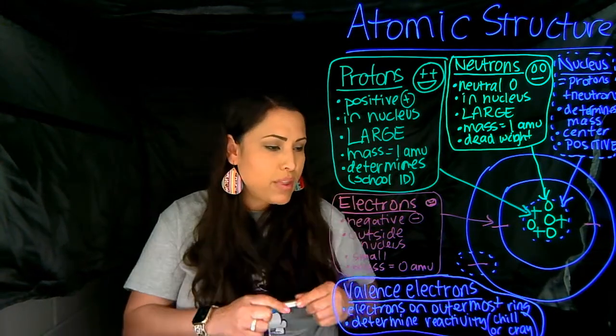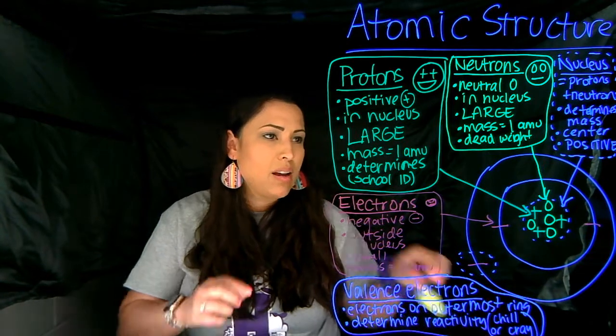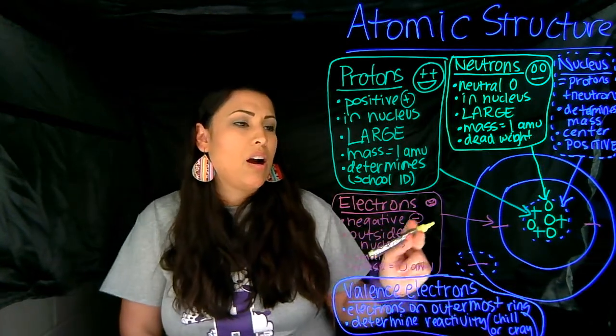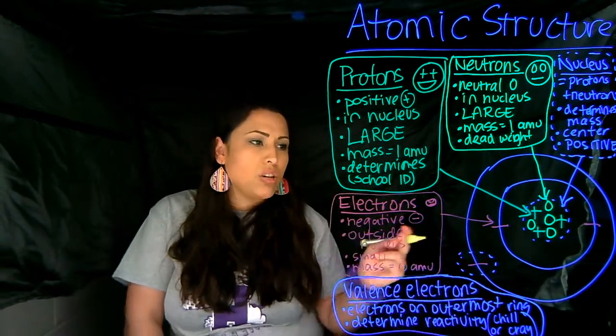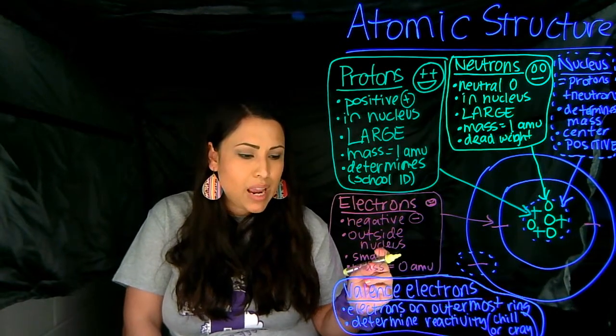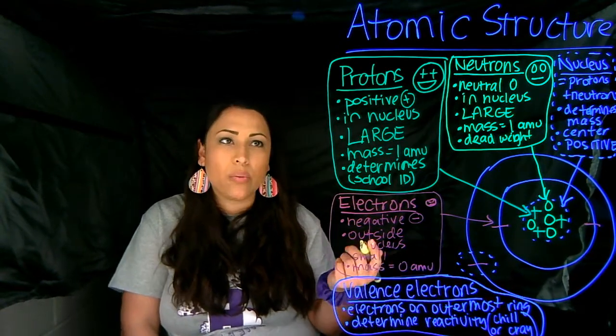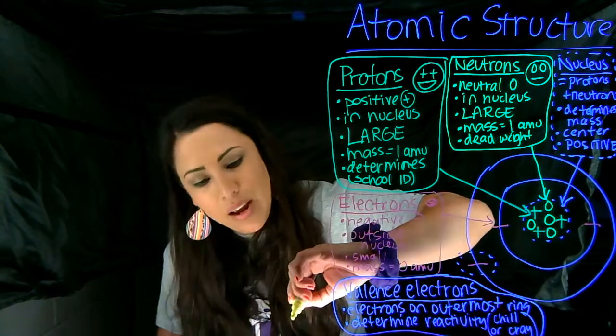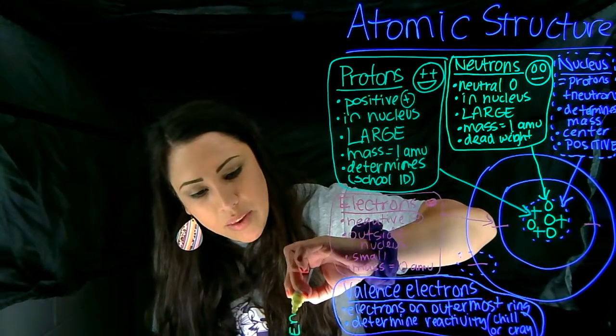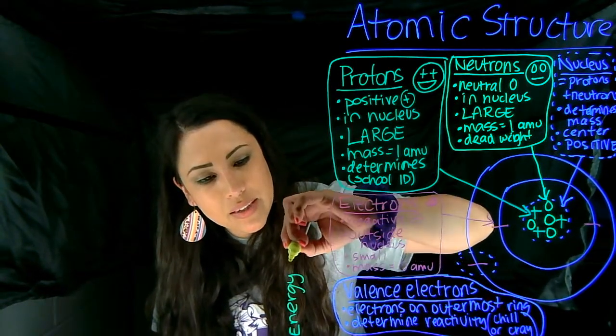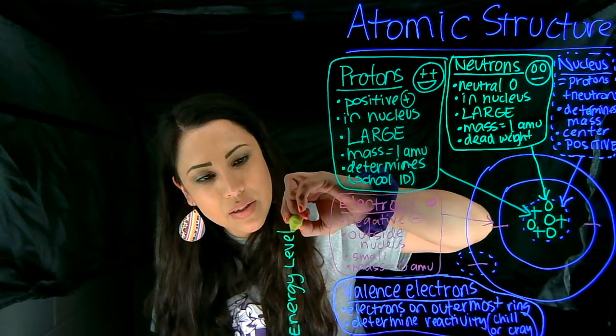Now, one more thing we're going to add, and that's going to be our energy levels. So you should have a little bit more space, and our energy levels are just our rings. So I'm going to add it over here. You can add it wherever you have space. Energy levels.